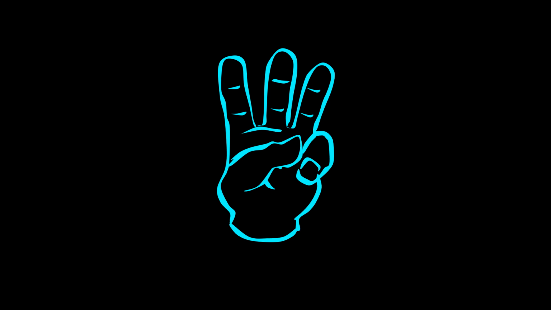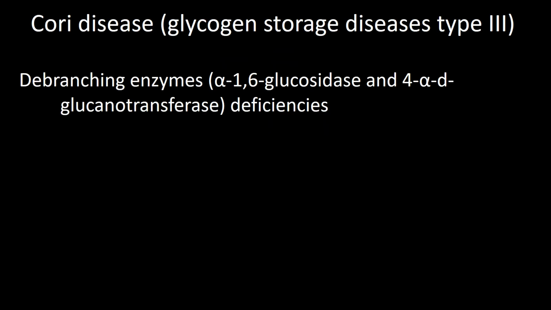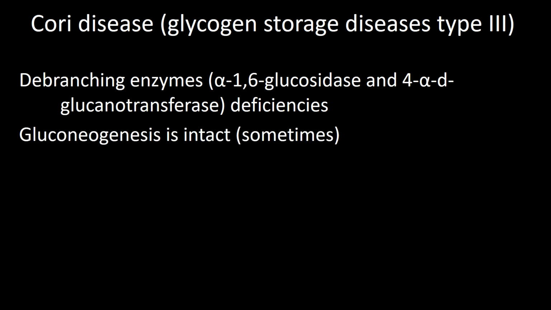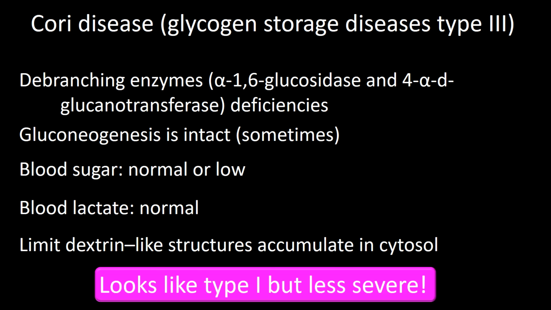The third condition mentioned in this question is Cori disease. Cori disease involves the 2 enzymes listed in this frame. Gluconeogenesis is intact, blood sugar normal, blood lactate normal, and limit dextrin-like structures accumulate in the cytosol of different cell tissues. Patients with this condition resemble patients with von Gierke disease but less severe.